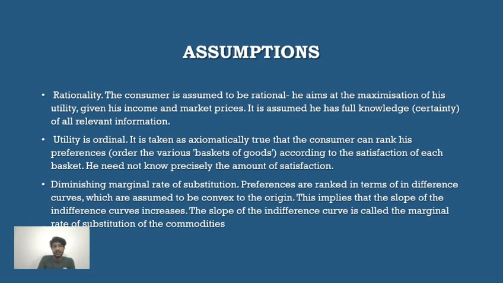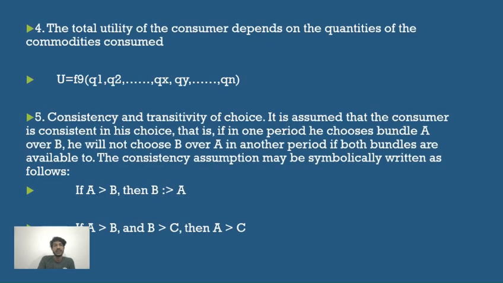Demonstrating the marginal rate of substitution. Preferences are ranked in terms shown in indifference curves, which are assumed to be convex to the origin. This implies that the slope of the indifference curve decreases. The slope of the curve is called the marginal rate of substitution of commodities. Now, the fourth point is that the total utility of the consumer depends on the quantity of commodities consumed. Here the equation is U = f(Qx, Qy, Qz ... Qn).